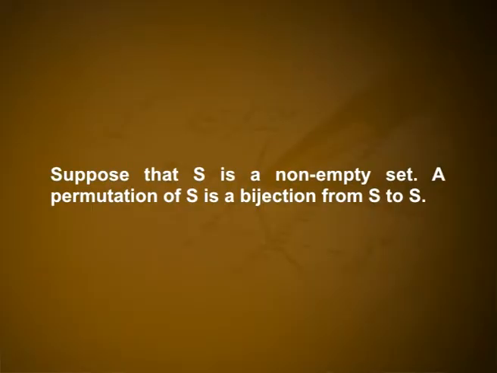In the last session, we introduced the idea of groups. Now, to facilitate the study of groups, it is convenient to introduce permutation groups. Definition. Suppose that S is a non-empty set. A permutation of S is a bijection from S to S.